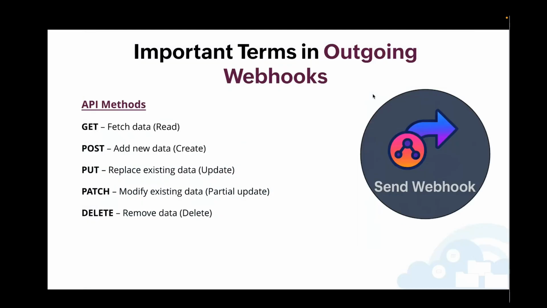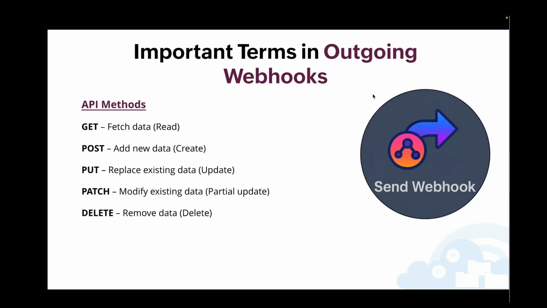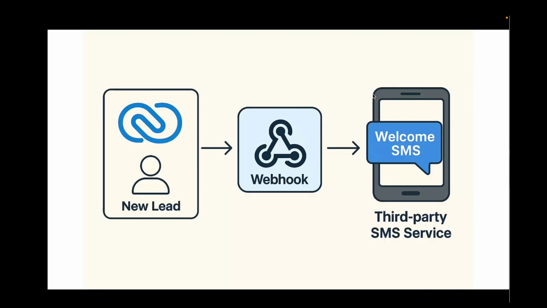So, API methods in outgoing webhook. Different kinds of API methods can be configured. GET is one method and it is used to fetch the data, and POST is to create new data, PUT is to update an existing data in the application, and PATCH is for partial update, and DELETE is to delete a record or whatever data from that application. So whatever API calls you can make from Postman, those kinds of calls can be done with the help of this.